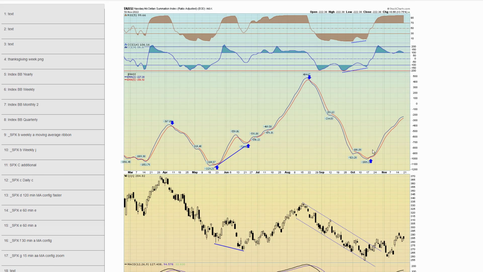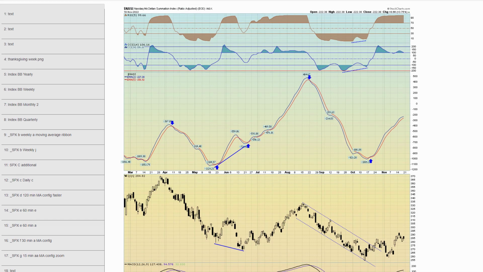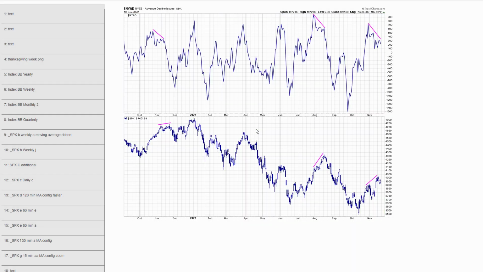So far, it's still positive. The 2 and 5 exponential moving averages still have not crossed. You could watch for them to cross to the downside eventually, but they're still fine.